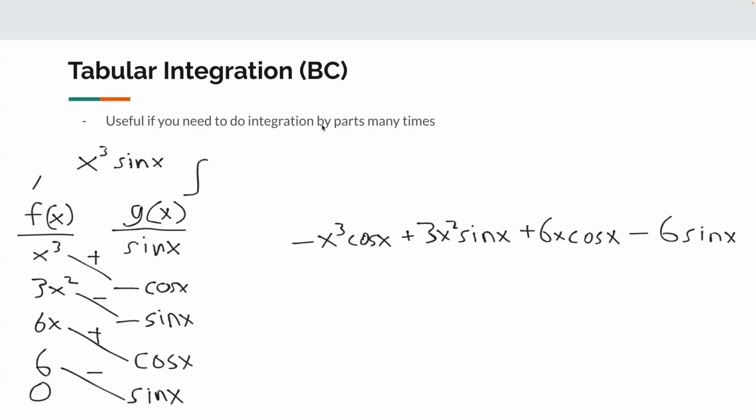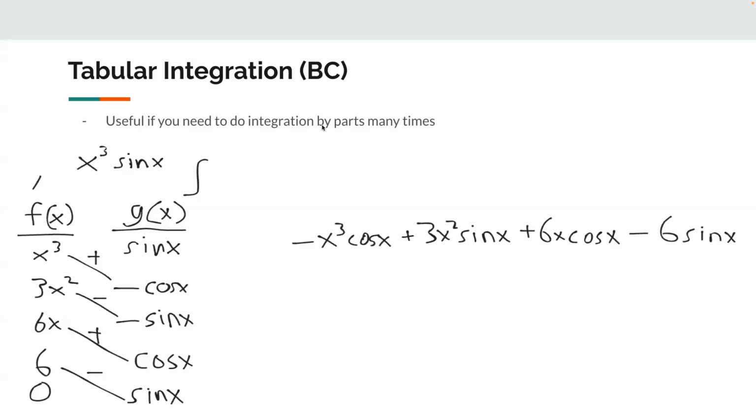And then what you do is you draw lines. From the first f of x value, you draw to the second g of x value, and so on. You keep drawing those diagonal lines, and then you alternate. So first it's plus, then minus, then plus, then minus. Then you can write out what it'll be, and that'll give you the final integral much easier. In this case, it'll be minus x cubed cosine x plus 3x squared sine x plus 6x cosine x minus 6 sine x.